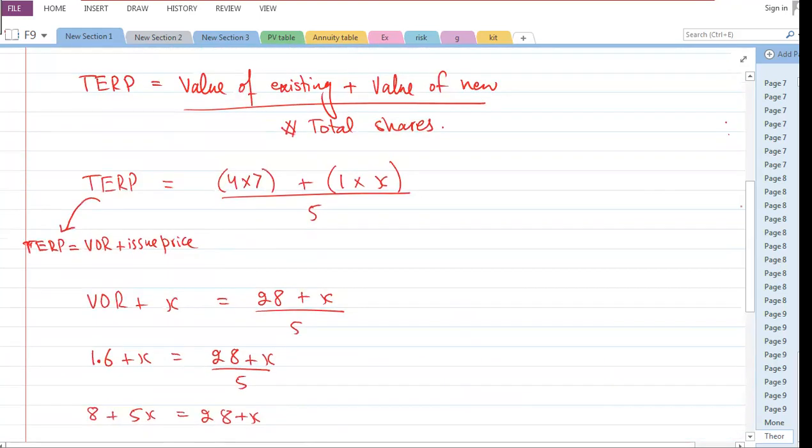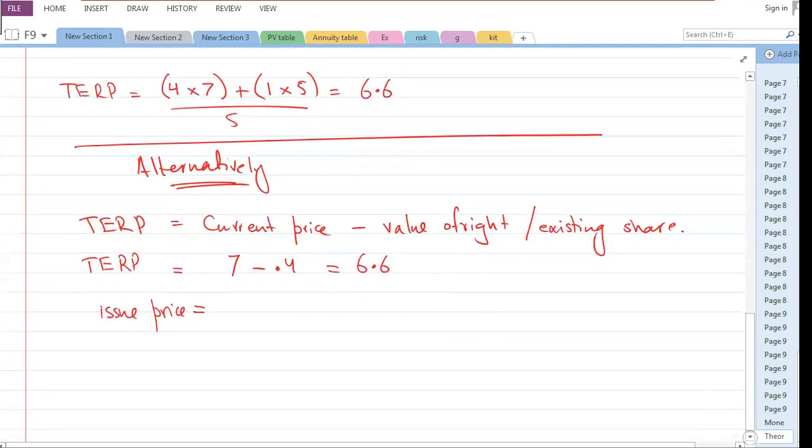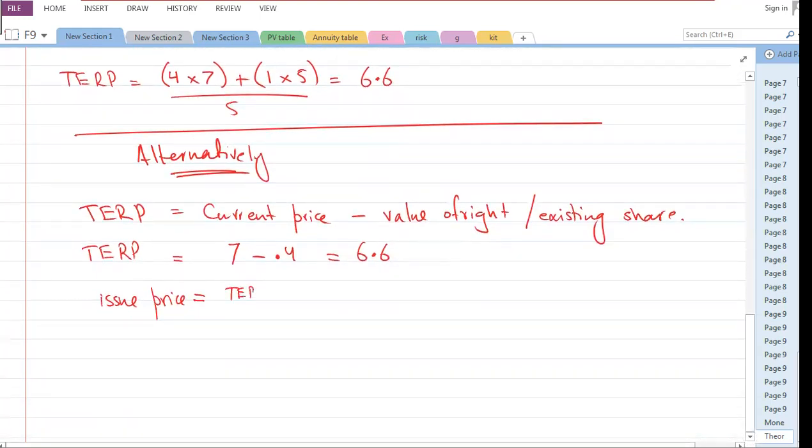What about the issue price, the second requirement? I'm using the same formula here. Theoretical ex-right price is equal to value of the right plus the issue price. So issue price is equal to theoretical ex-right price minus the value of the right. But remember, it's the value of the right, not the value of the right per existing share. So the issue price is equal to theoretical ex-right price, which is 6.6, minus the value of the right, which is 1.6, which will give you 5.